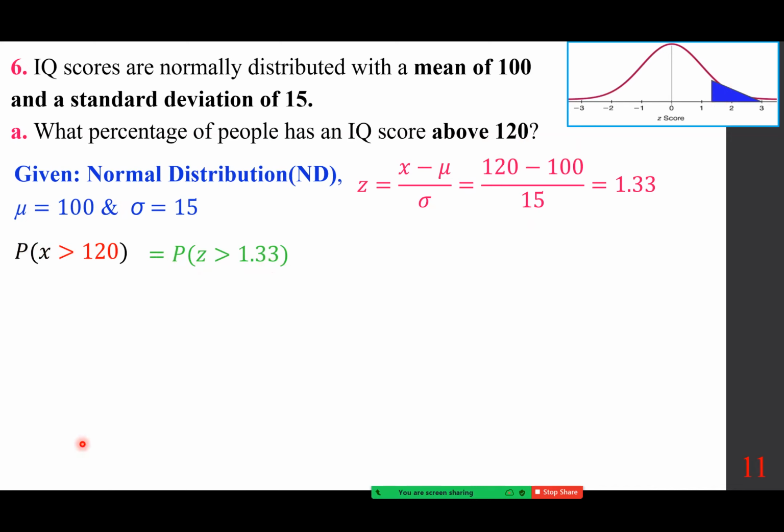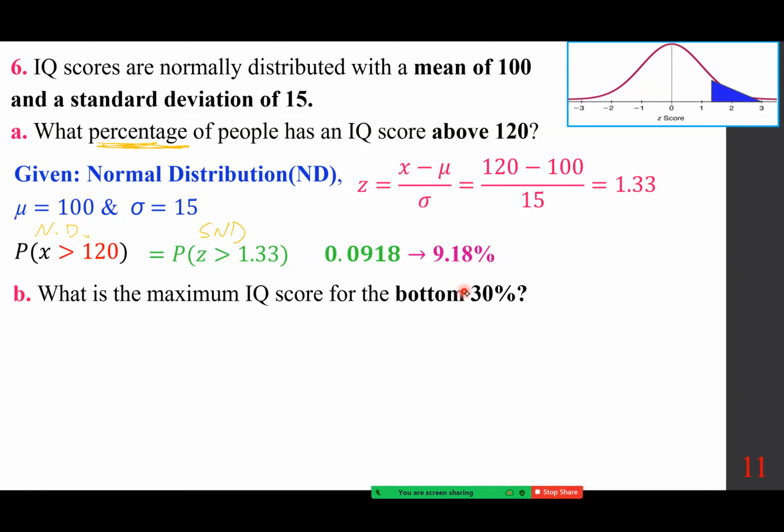So again, just in case, this is normal distribution. This is standard normal distribution. And using technology, using table, we end up with 0.0918. And they asked for the percentage. That's why we write down 9.18%.